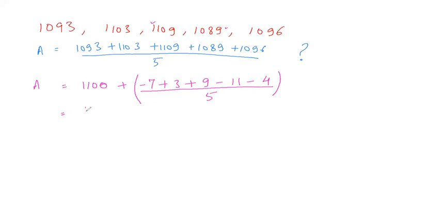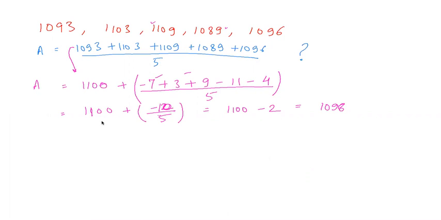This gives me 1100 plus negative 2 by, sorry, negative 10 by 5. That gives me 1100 minus 2. So my average becomes 1098. So you can see how easily we have jotted down these bulky numbers into such small numbers, made the calculation really easy, and at the same time reduced the time for calculating this average and saved time for other questions. So anybody has any doubts about this?